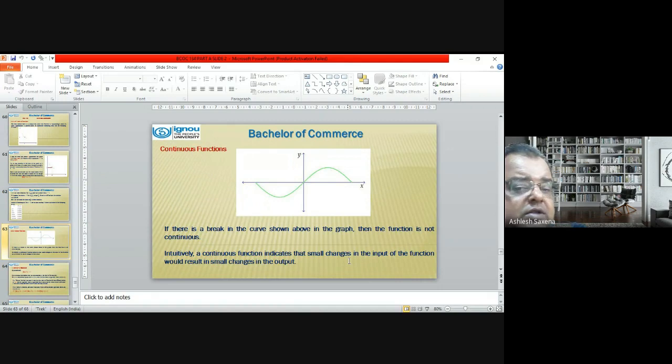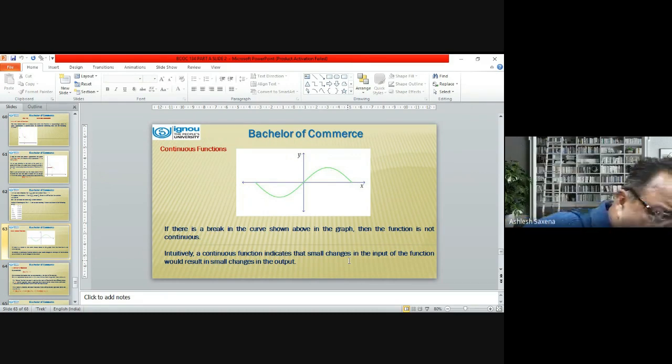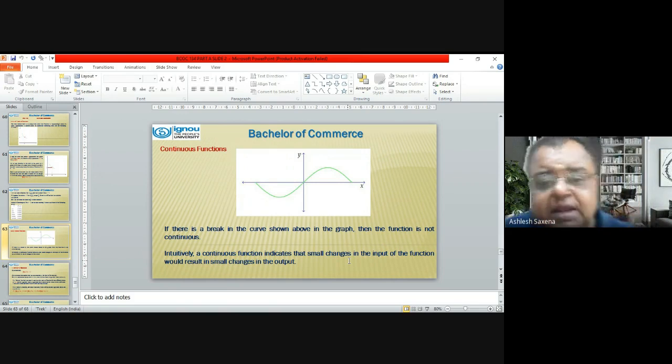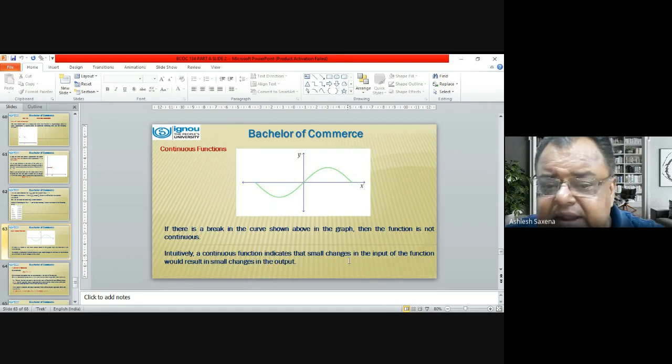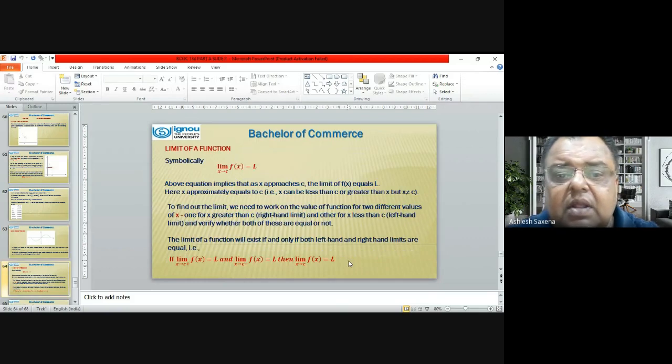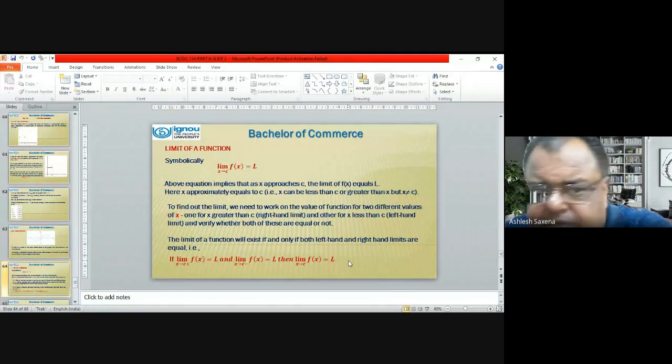Then comes the continuous function. Simple, as the word suggests. A continuous function is a function whose graph does not break anywhere. Or we can say that a small change in its input will show a small change in its output.